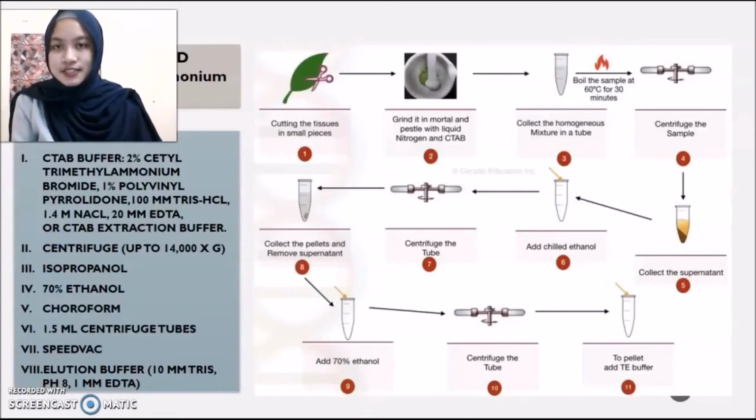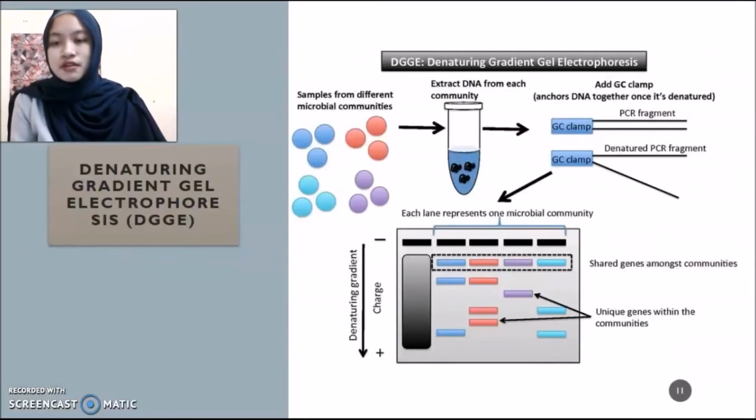For DNA extraction, we will use the CTAB method. The CTAB method is a traditional method for extraction of highly polymerized DNA from plant material. Then we will run the denaturing gradient gel electrophoresis, which is DGGE.